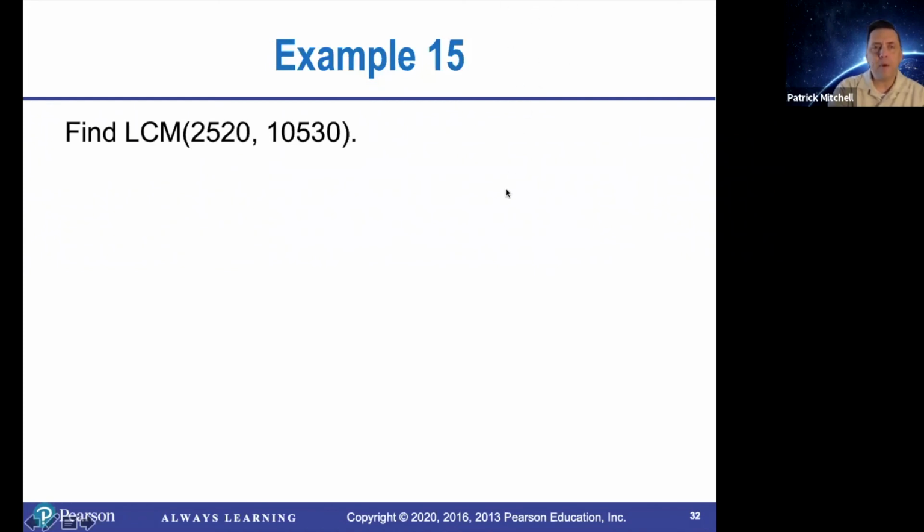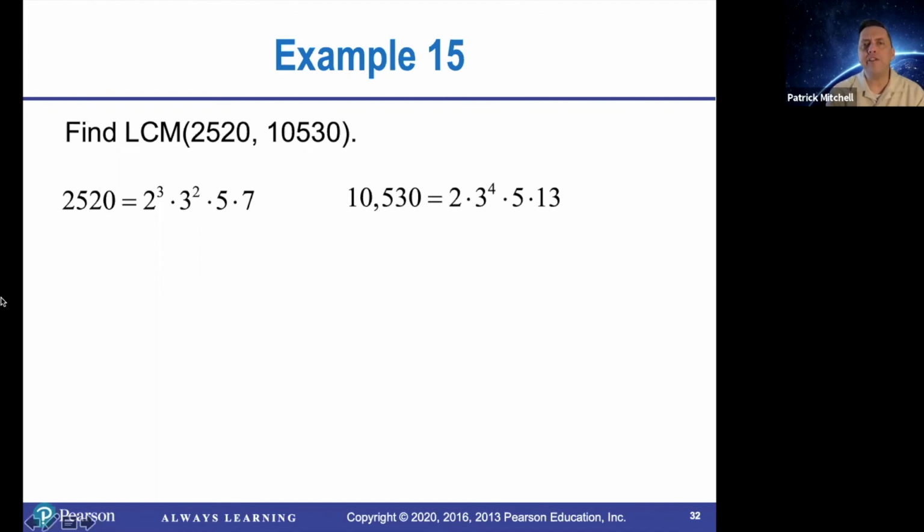So for our first example, we'll find the LCM of 2,520 and 10,530. The prime factorization of 2,520 is 2 to the third times 3 to the second times 5 times 7. And by the way, I didn't do this in my head, right? I would use probably a factor tree to get that prime factorization. So please, please, please, as you're listening to this, whenever I just come right out and say something, feel free to pause the video and check it, all right?